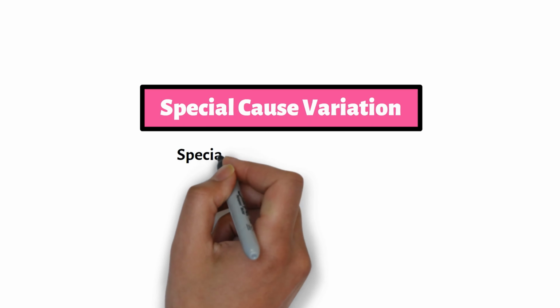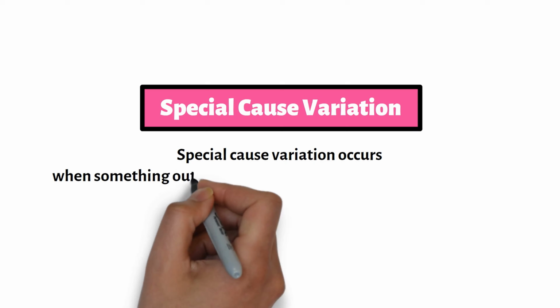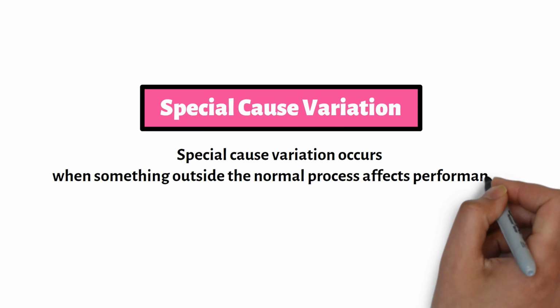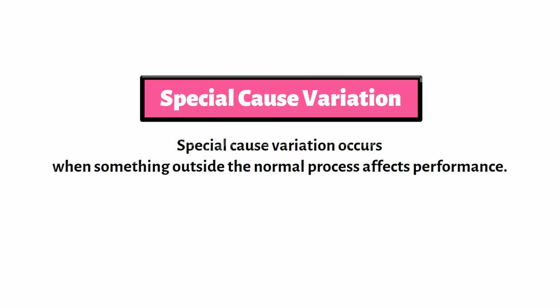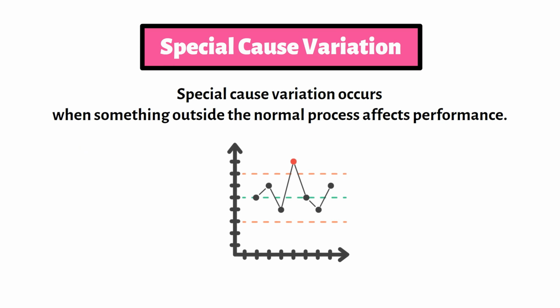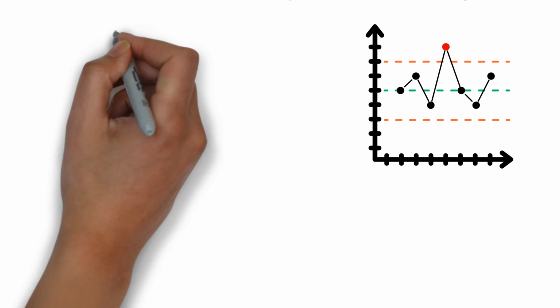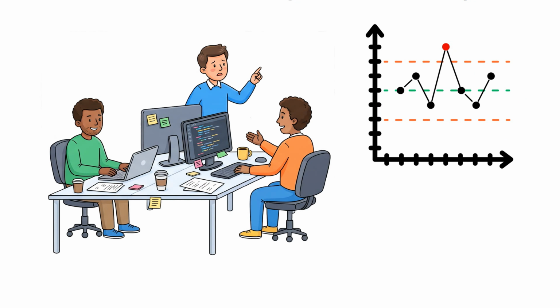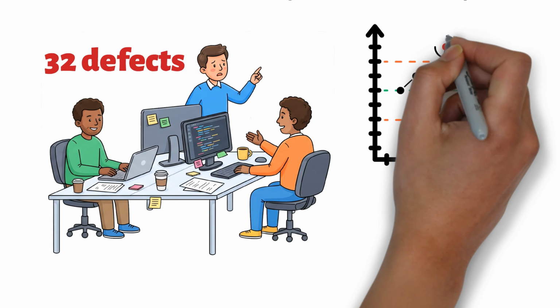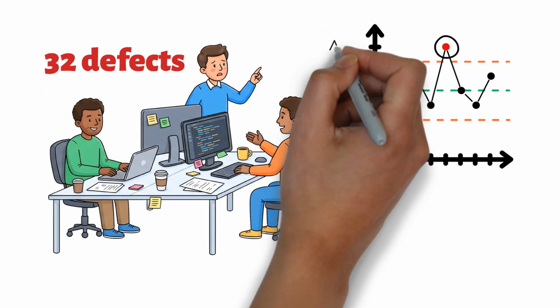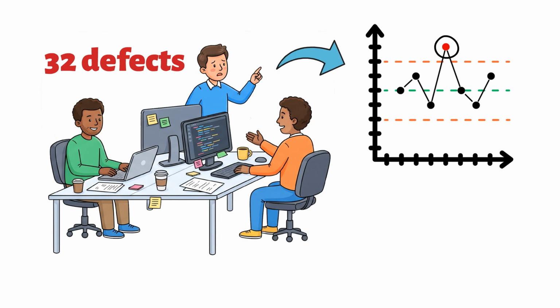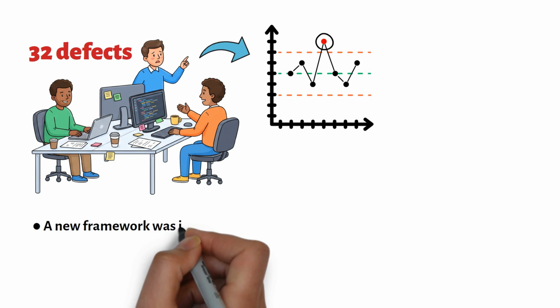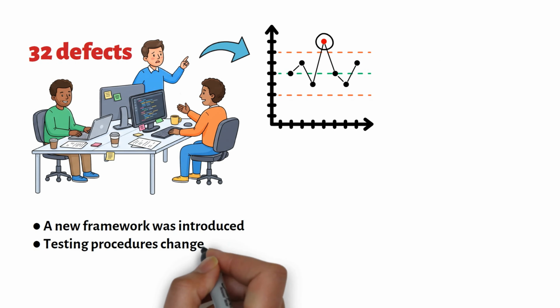Now let's look at special cause variation. Special cause variation occurs when something outside the normal process affects performance. Unlike common cause variation, special cause variation suggests that the process may no longer be stable. Let's say our software team suddenly discovers 32 defects during a sprint. That result falls well above the upper control limit. This is no longer a normal variation. Something may have changed. Perhaps a new framework was introduced. Perhaps testing procedures changed.